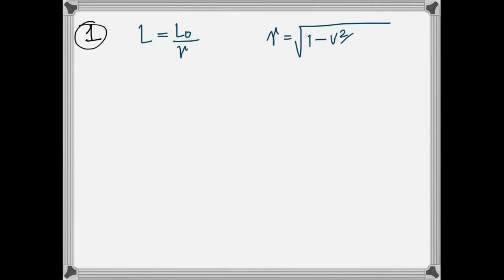You have to travel to a star 125 light years from the Earth. What would you measure this distance to be? This talks about length contraction and is given by L naught by gamma, where gamma is 1 by square root 1 minus v squared by c squared.